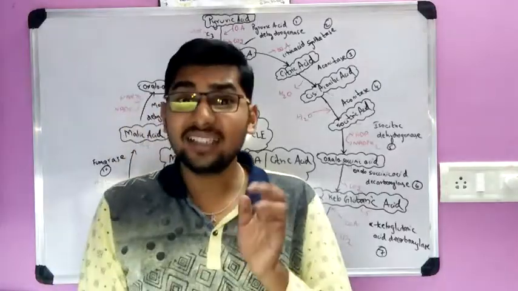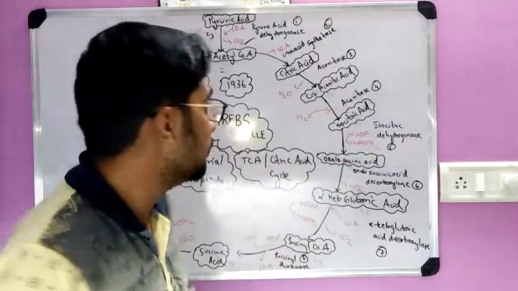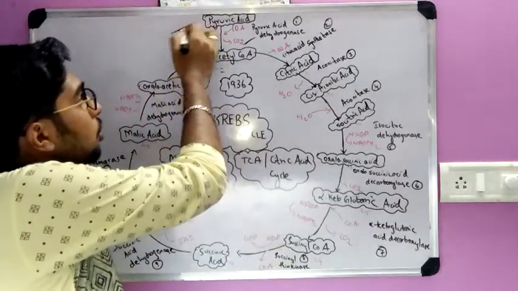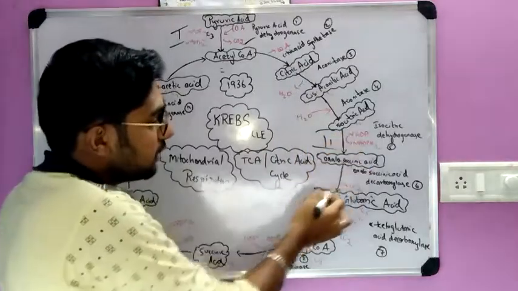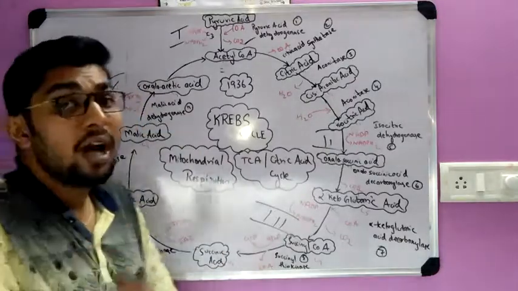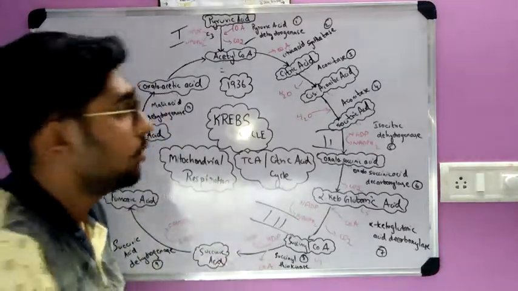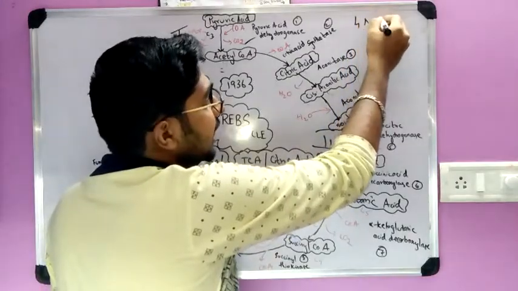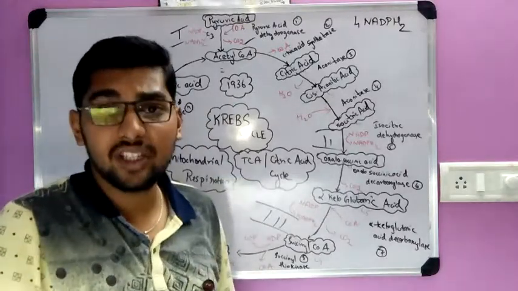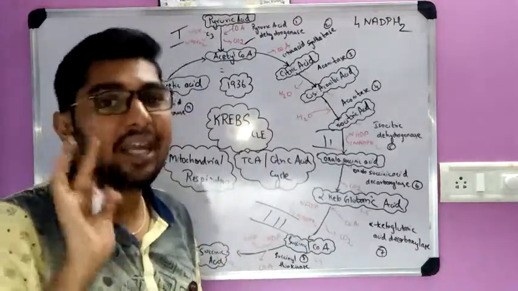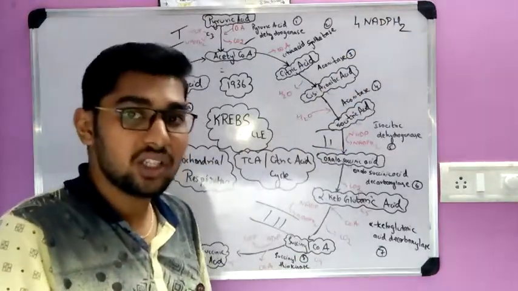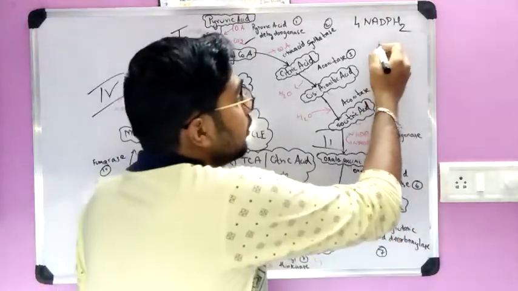So let us calculate the energetics of Krebs cycle. What is the energy that is produced? For that we should know how much NADPH2 is produced. One NADPH2 is produced over here, second here, third and fourth, so 4 NADPH2 molecules are produced. One NADPH2, if it undergoes terminal oxidation and oxidative phosphorylation, gives 3 ATP molecules. So if 4 NADPH2 undergo oxidative phosphorylation, 4 into 3, 12 ATPs will be formed.